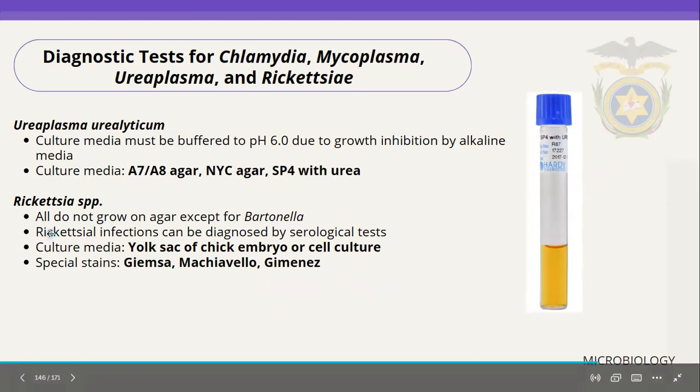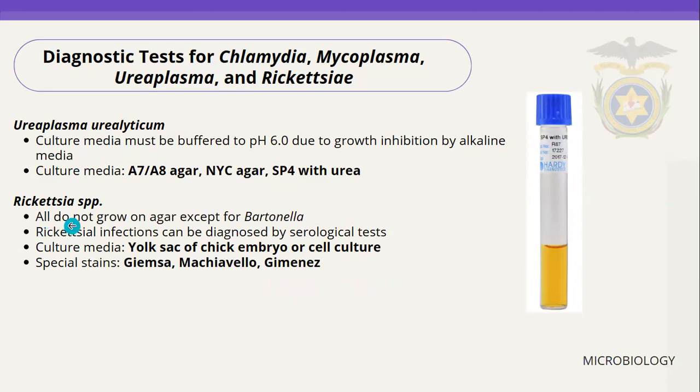For our Rickettsia species, they do not grow on agar except for Bartonella. Rickettsial infections can be diagnosed by serological tests. The culture media used are the yolk sac of chick embryo or cell culture. And for the special stains, we have the Giemsa, the Macchiavello, and the Jimenez.